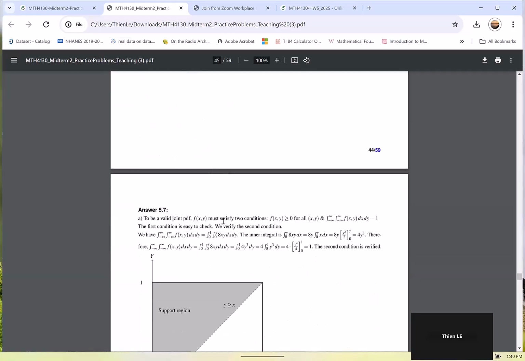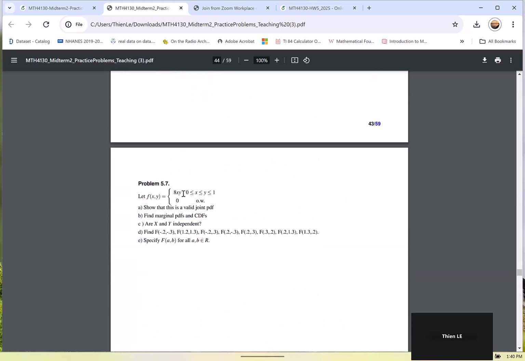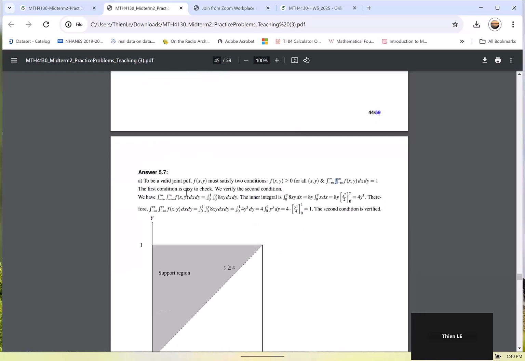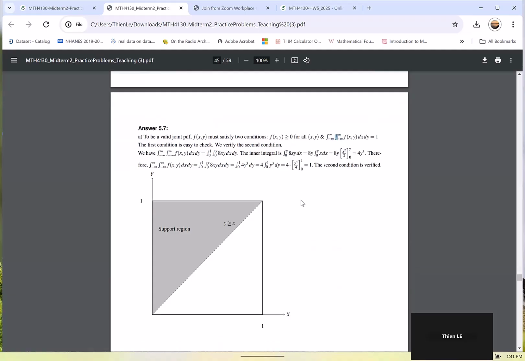So basically, again, you need to draw the support domain. Okay, it's important because it will help you get the correct boundary for the calculation, right? And here in this case, you check a valid joint PDF by making sure it's non-negative and the integral is 1, right? And non-negative is easy because the domain here has nothing to do with negative numbers. And then for the integral, after you specify your support region, which is the shaded region here, you can translate easily to a double integral with a boundary, and you can find it equals 1.